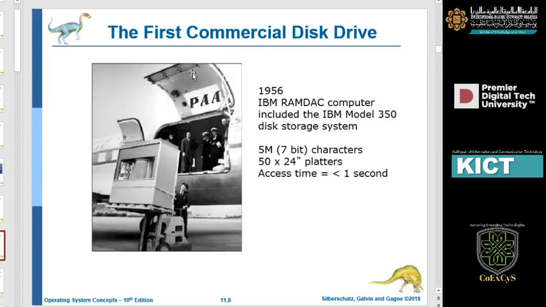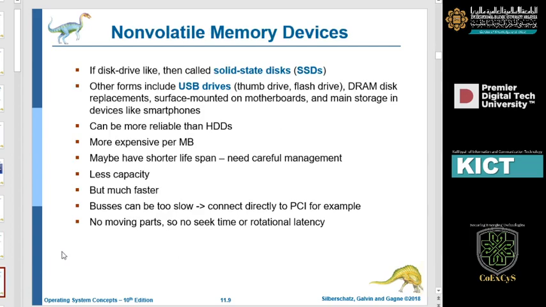The first commercial disk was created in 1956. It's basically this size over here. Just the hard disk, pretty big. It's basically a drum.